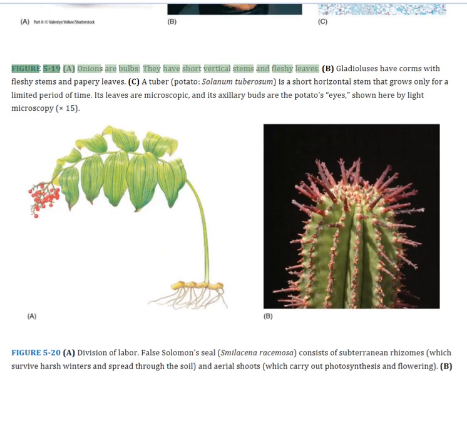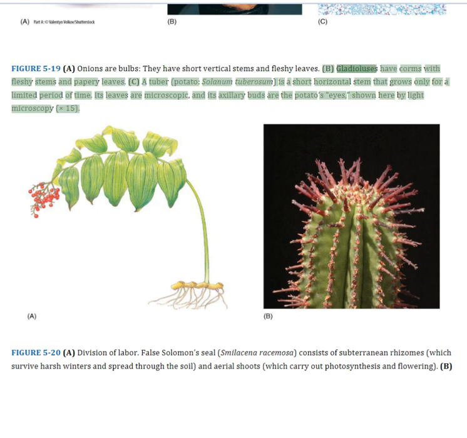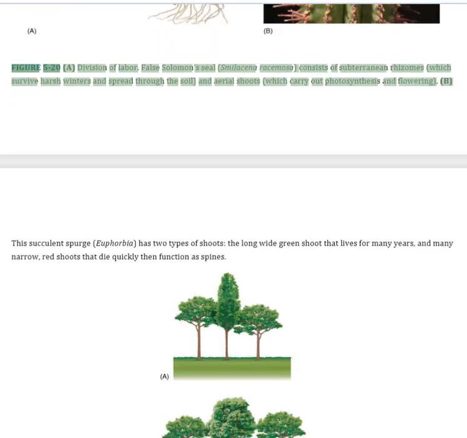Figure 5.19. Onions are bulbs. They have short vertical stems and fleshy leaves. Gladioluses have corms with fleshy stems and papery leaves. A tuber is a short horizontal stem that grows only for a limited period of time. Its leaves are microscopic, and its axillary buds are the potato's eyes, shown here by light microscopy.